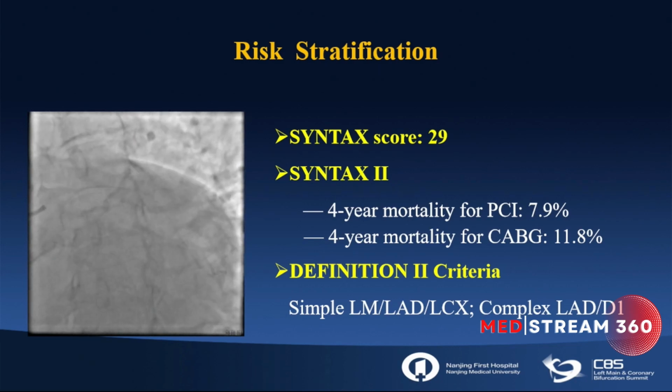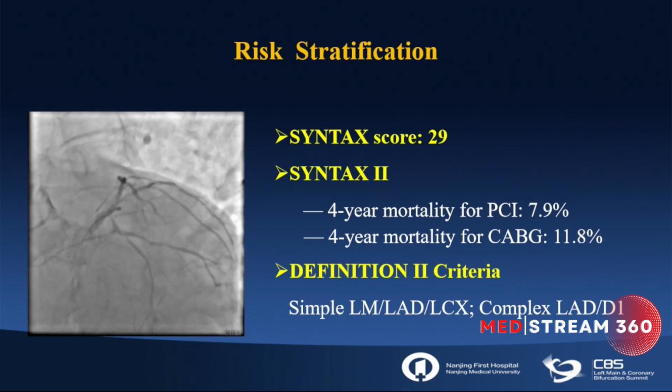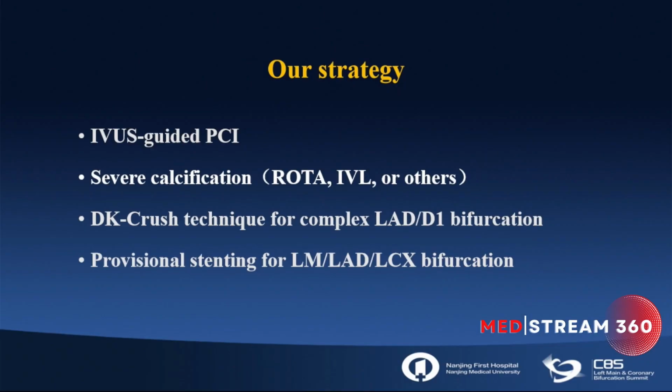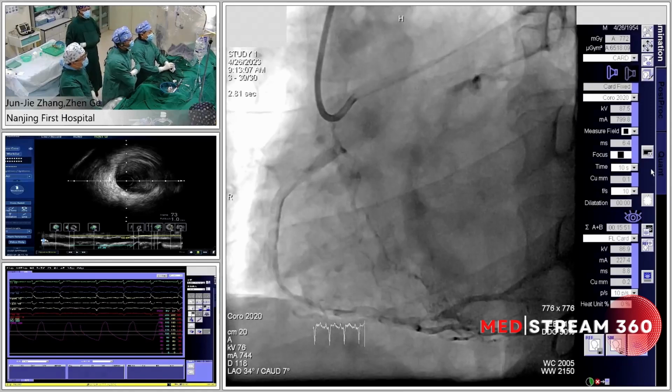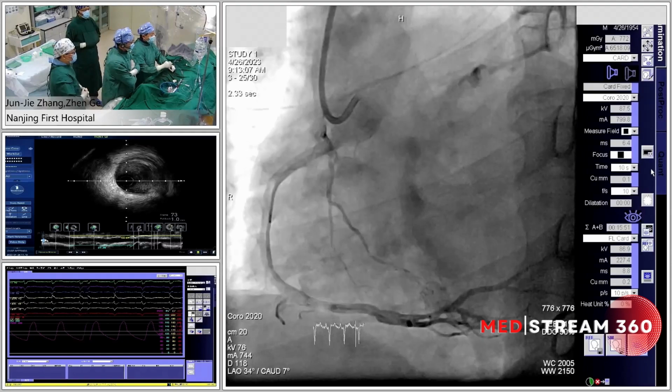According to definition criteria, distal left main bifurcation belongs to simple bifurcation. LAD first diagonal bifurcation belongs to complex bifurcation lesion. So today our strategy is IVUS-guided PCI according to the ULTIMATE trial. Based on the findings of IVUS, we'll maybe choose ROTA, IVL, or others for severe calcification. We also plan to perform DK crush for complex LAD first diagonal bifurcation and provisional stenting for distal left main bifurcation.